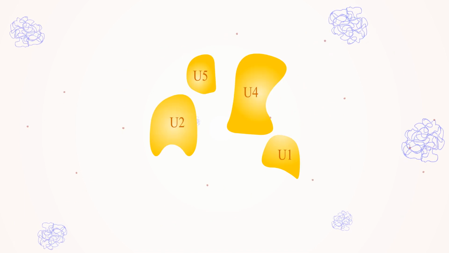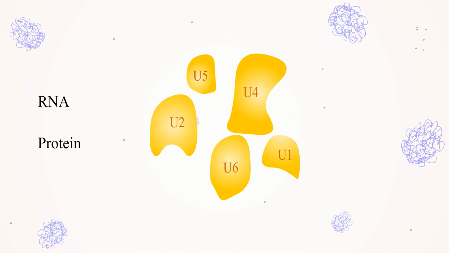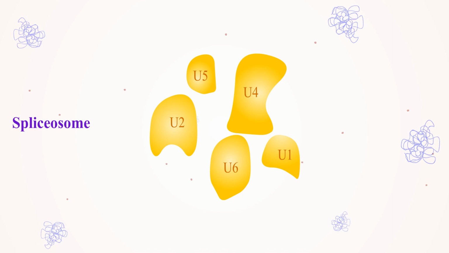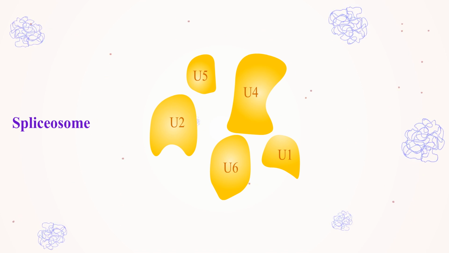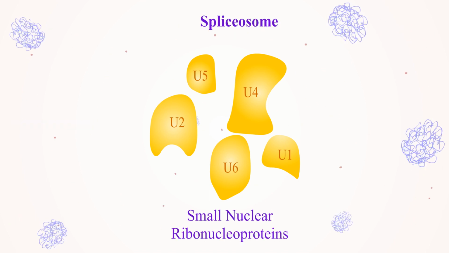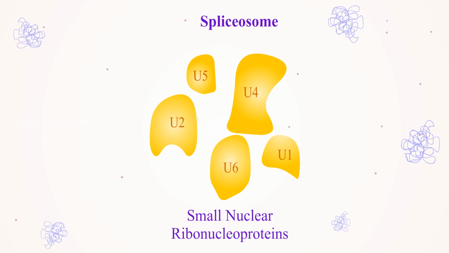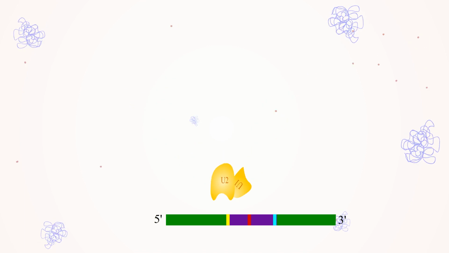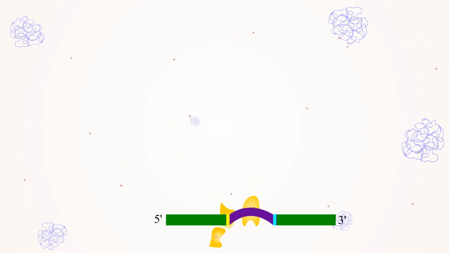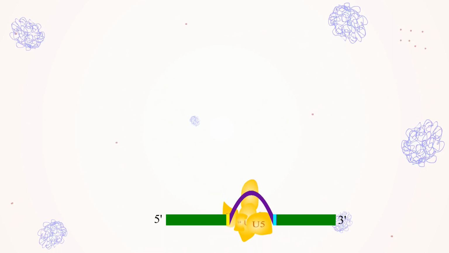The splicing process is controlled by a large protein complex, which is made up of RNA and protein, called spliceosome. These particles are called small nuclear ribonucleoproteins or SNRPs. The SNRPs will identify the above-mentioned conserved regions seen in the introns and bind to them to initiate splicing.